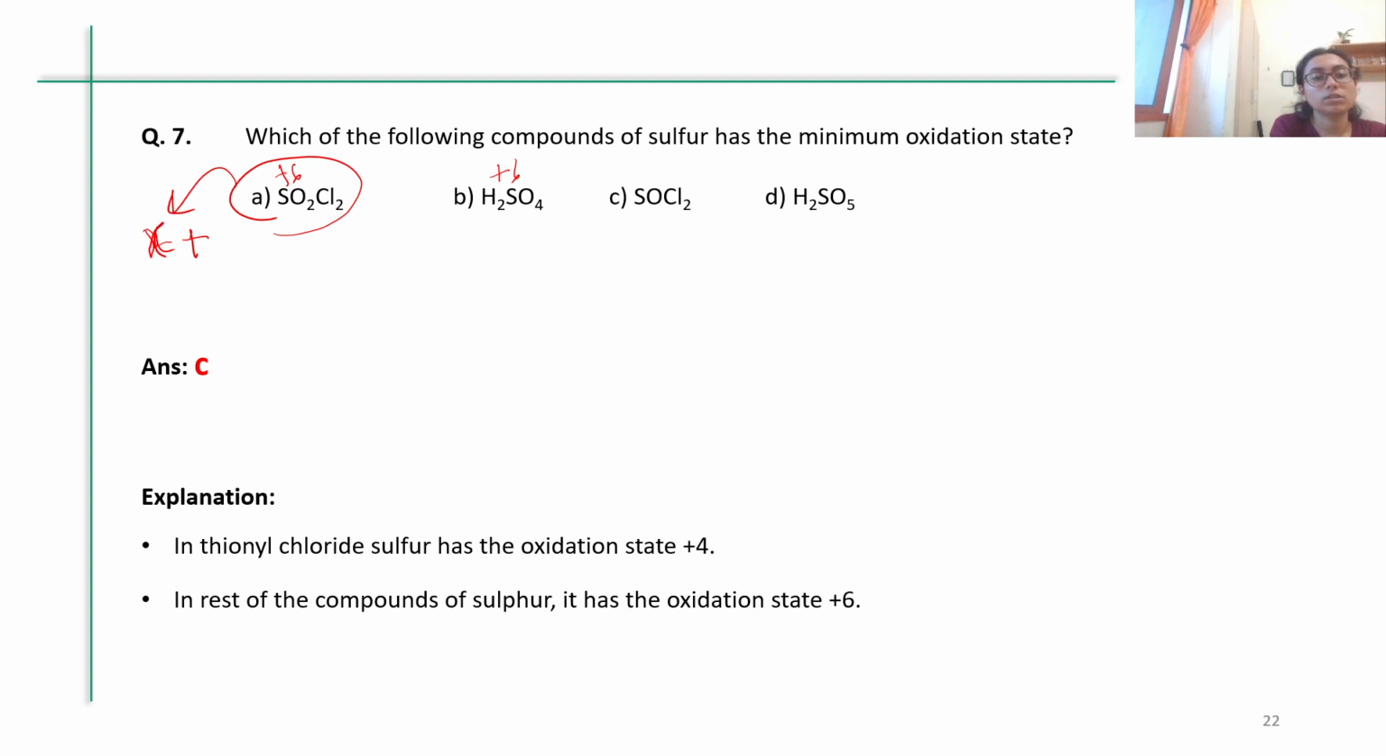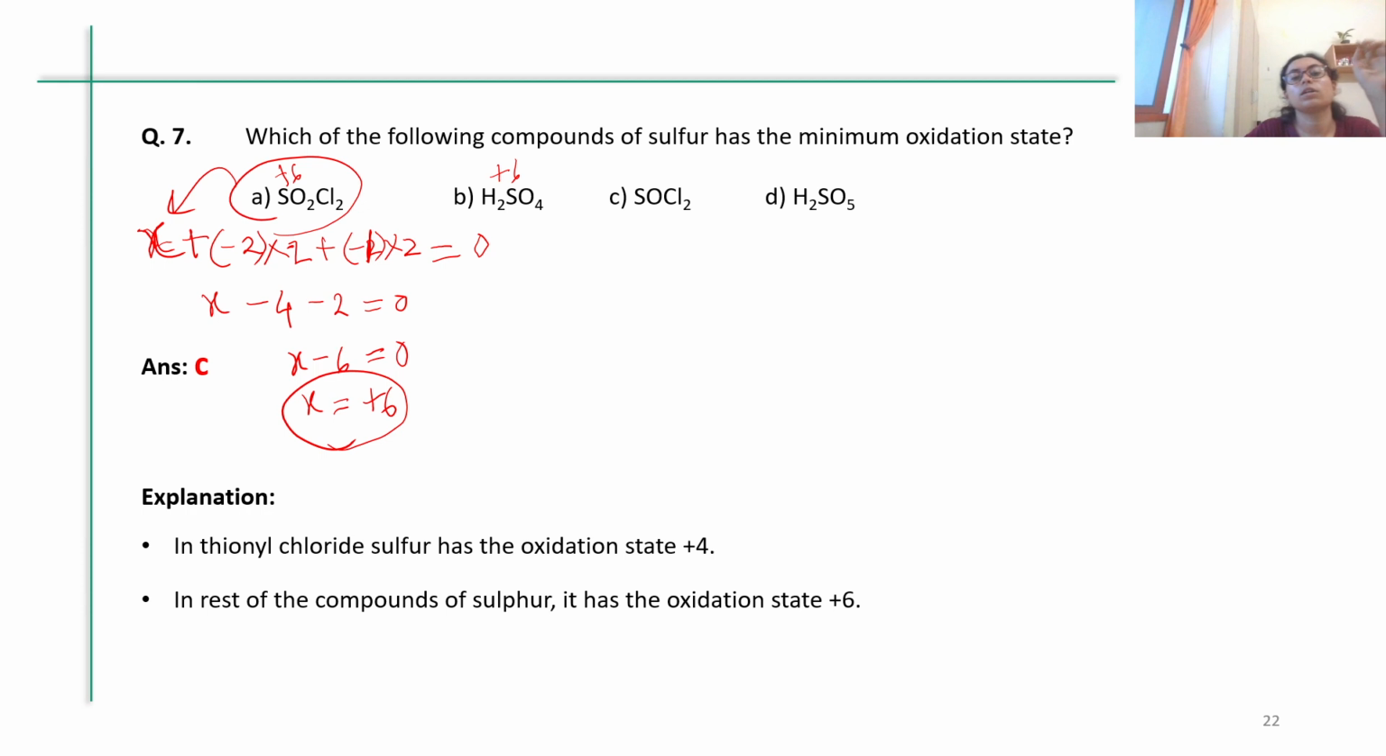For example, oxidation state of sulfur is X plus oxygen is minus 2 into 2 plus chlorine is minus 1 into 2 equals to 0, as this compound is having no charge, so zero charge. So X minus 4 minus 2 equals to 0. So X minus 6 equals to 0. So X equals to plus 6. Like this oxidation state has been calculated. Then here also in the same way, minus 8 plus 2, so minus 6. X minus 6 equals to 0, so X equals to plus 6.